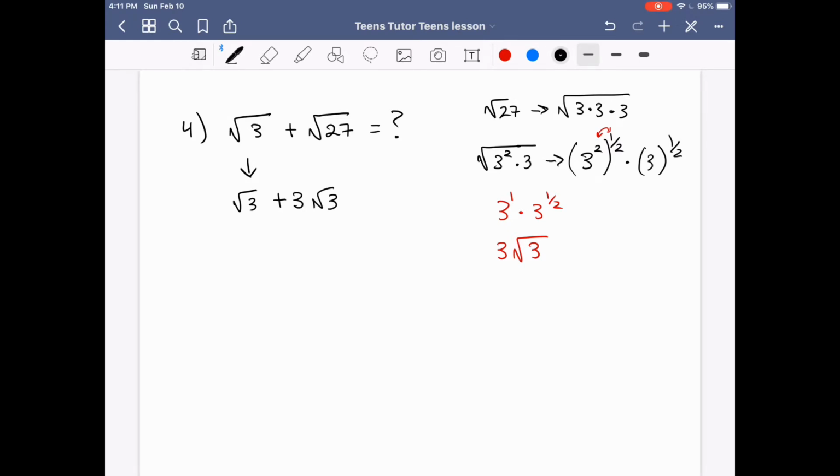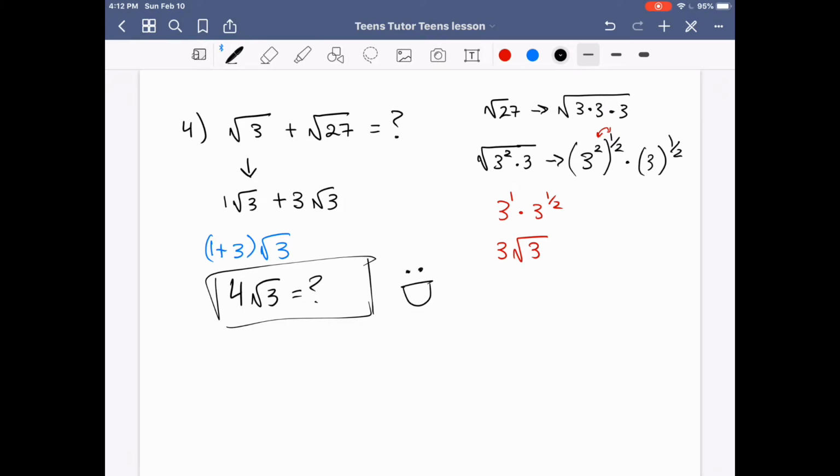And now we're just going to add across. Imagining that there's a 1 here, so that's going to leave us with 1 plus 3, multiplied by the square root of 3, because we know that the distributive property works in this case. And it's going to leave us with 4 square root of 3 equals question mark. Our final answer.